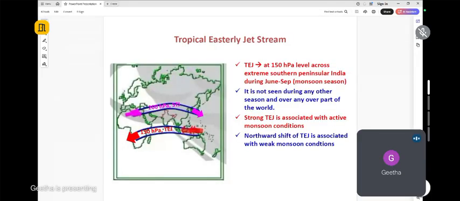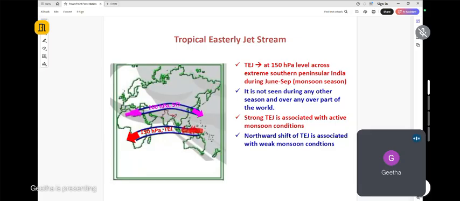Then the other jet streams, just to recall, during the monsoon season, you have at the 200 HPA level, north of our Indian latitude, approximately 40 degrees north, the subtropical jet stream, which during winter season comes over Indian latitudes, but during monsoon season, it is to the north of our Indian latitudes. But just along the extreme southern boundary of the Indian latitudes, you have at the upper levels, at 150 HPA level, the tropical easterly jet.